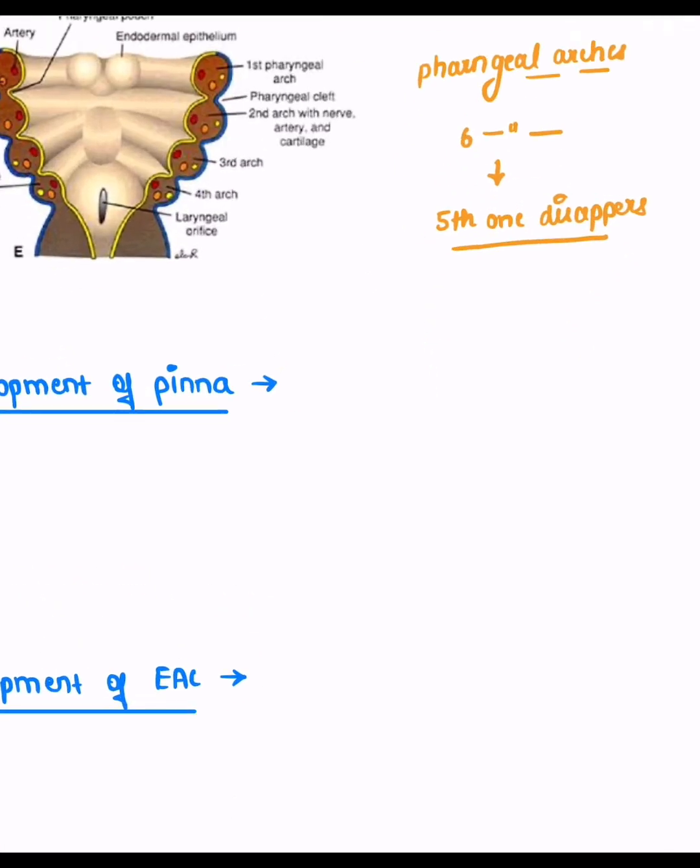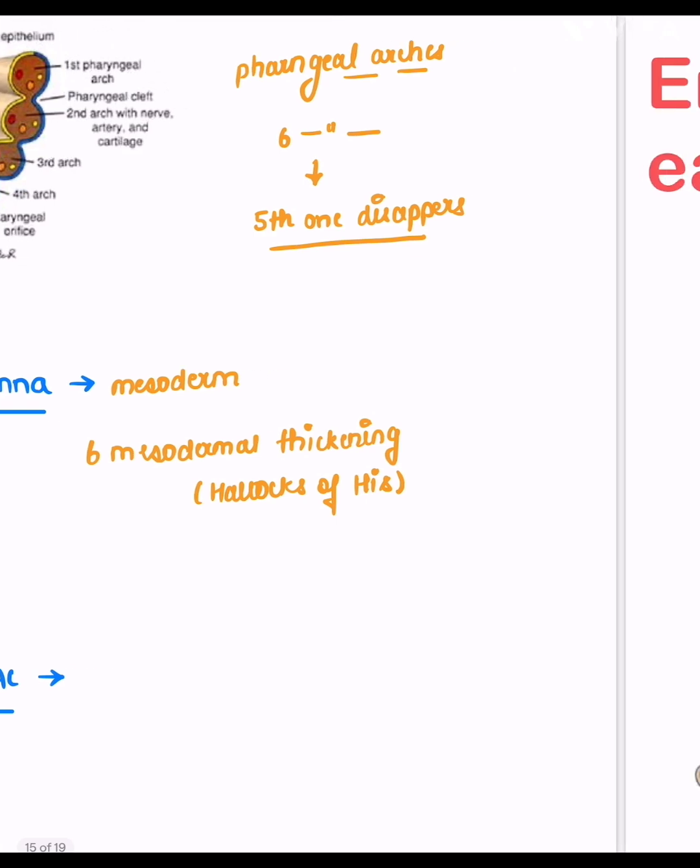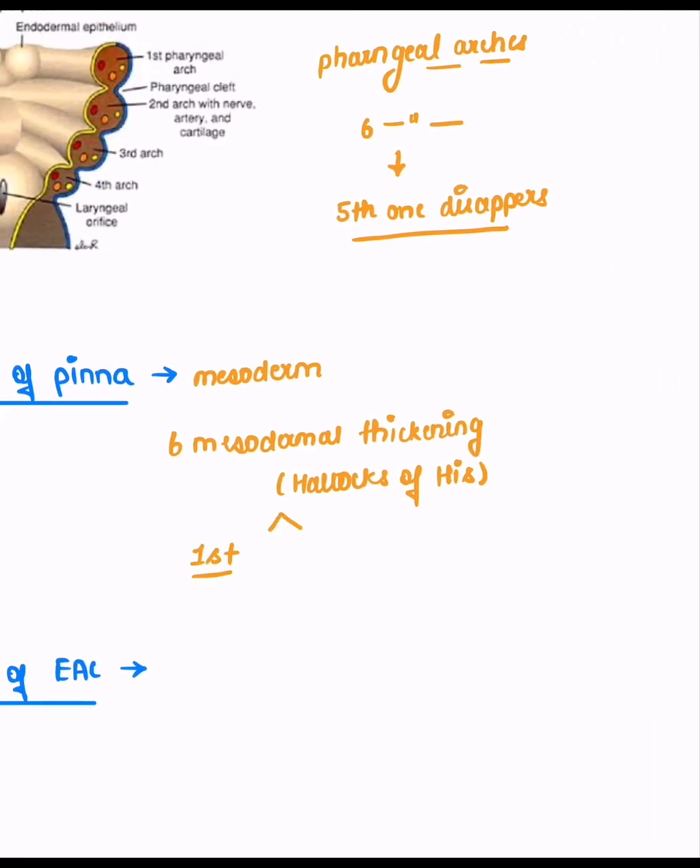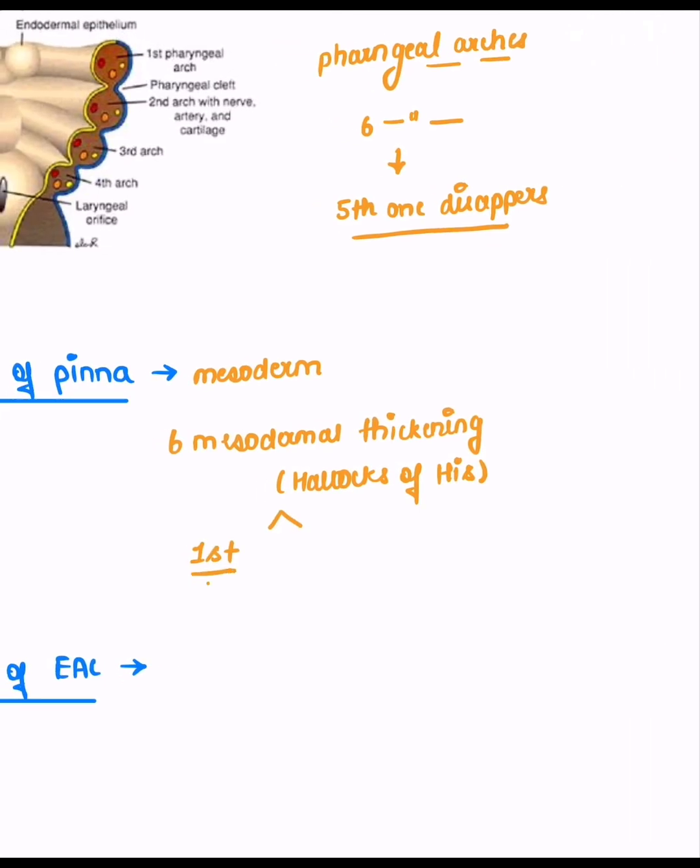The pinna is derived from mesoderm. There are 6 mesodermal thickenings, which are known as hillocks of His. From the first pharyngeal arch, the first hillock appears, which forms the tragus.